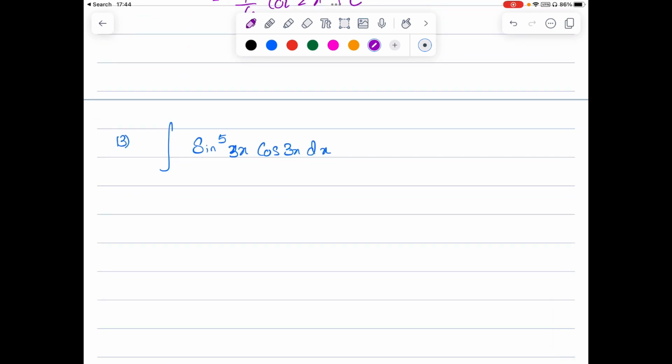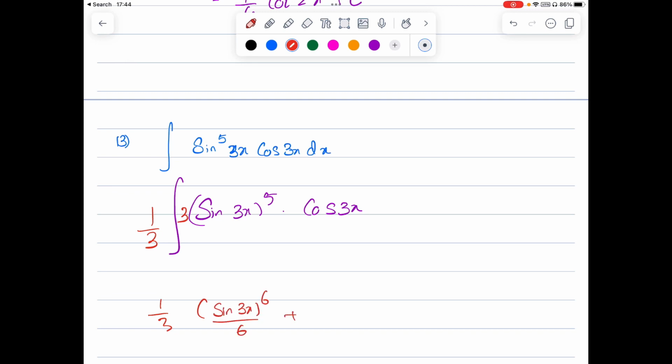Question number 13. So over here we can see that (sine 3x) whole to the power of 5 times sine 3x derivative is cosine 3x times 3. So multiply and divide by 3. So 1 upon 3, what does it become? (Sine 3x) whole to the power of 6 upon 6 plus c.